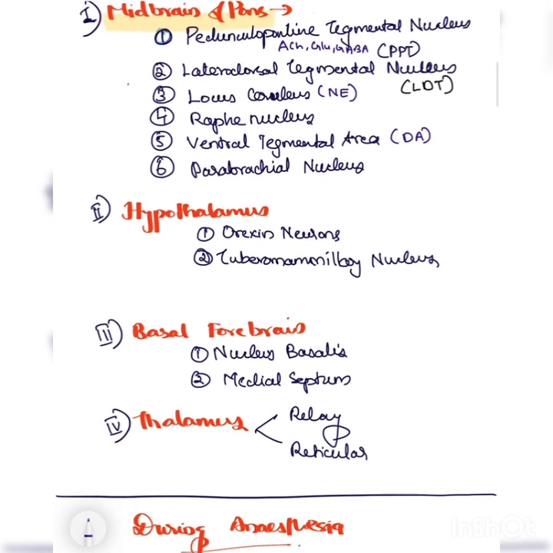Coming to the hypothalamus, the orexin nucleus. It is also known as the hypocretin system. It is located in the lateral hypothalamus and plays a crucial role in wakefulness, appetite regulation, energy balance, and reward processing.